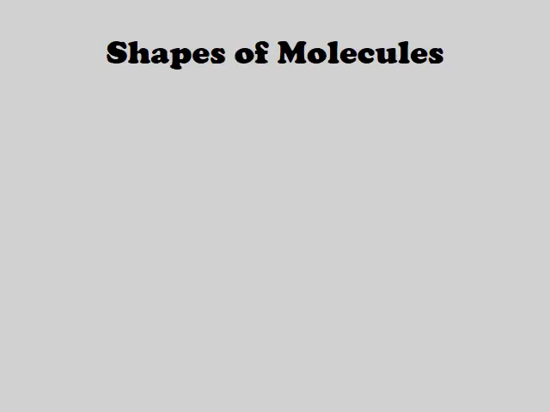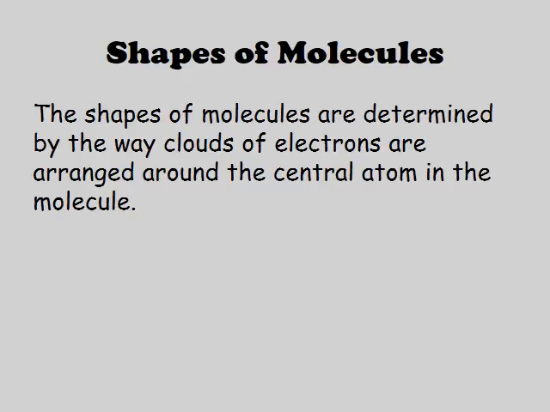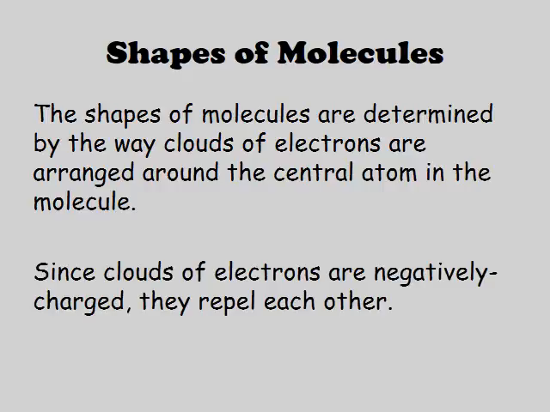So the next lesson is about the shapes that we can predict from our Lewis dot diagrams. So, the shapes of molecules. The shapes of molecules are determined by the way the cloud of electrons are arranged around the central atom of the molecule. Remembering that electrons are negative and the bonds consist of electrons, so it's how these two negative zones kind of interact with each other, and that determines the shape of the molecule, because they will repel.